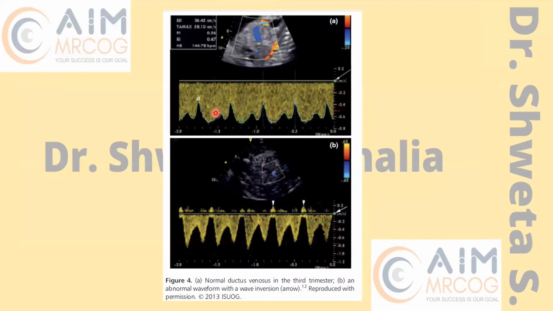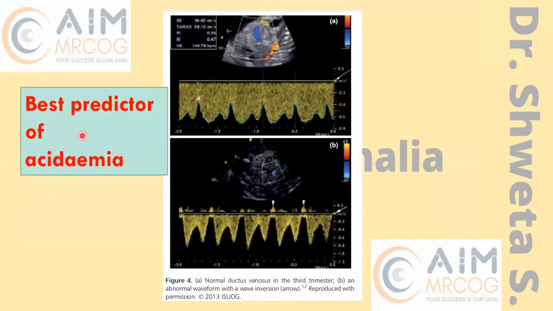Now, this is the ductus venosus flow. This is the A wave of the ductus venosus flow. So if there is absent A wave or reversal of A wave, then it is abnormal ductus venosus, and then you will deliver any baby, term or preterm. All babies will be delivered according to the ductus venosus flow. So this is the best predictor of acidemia.